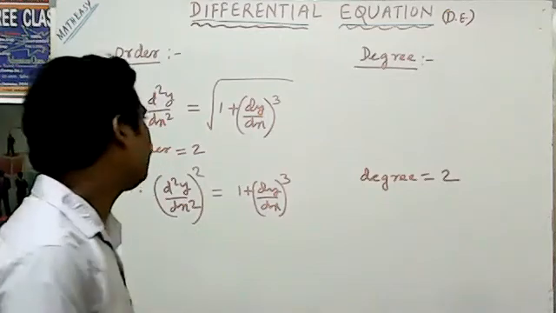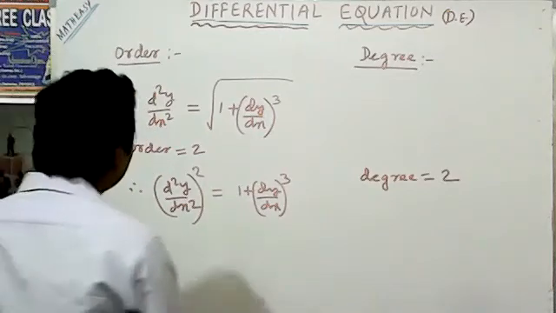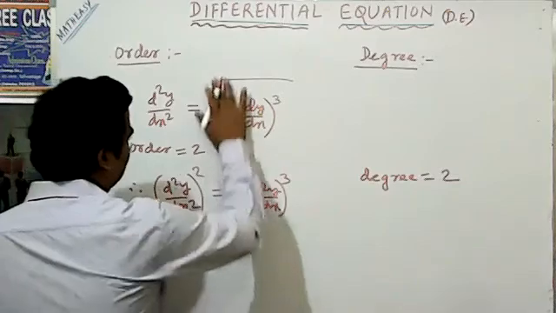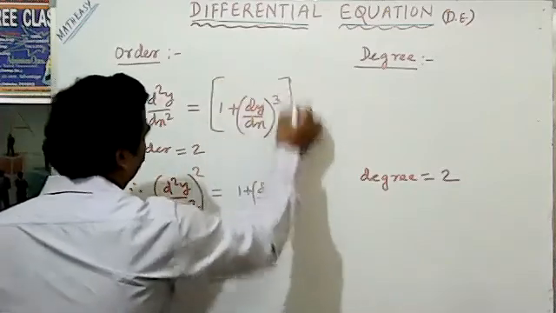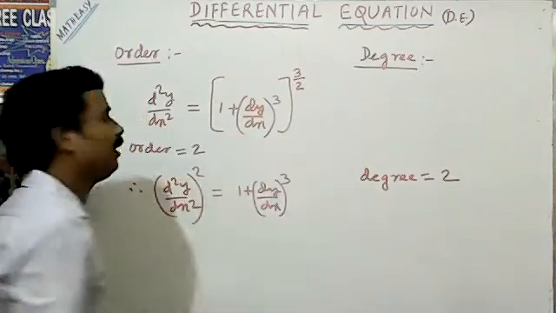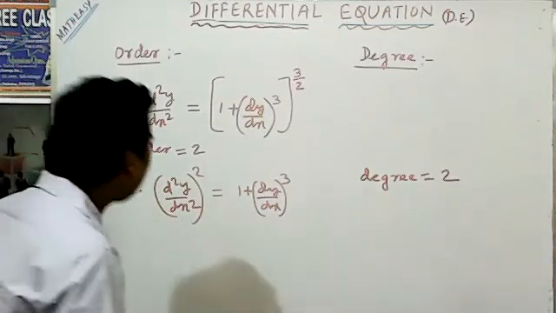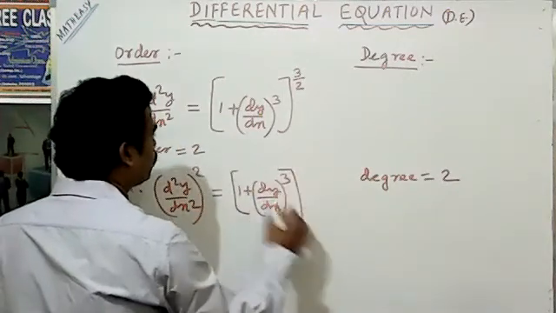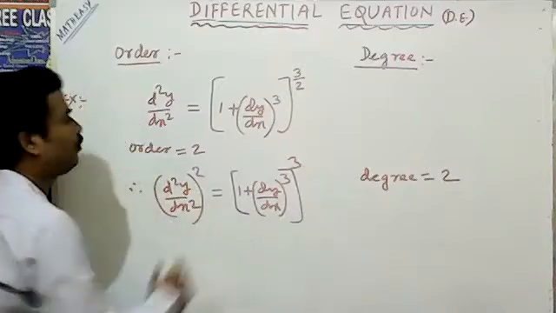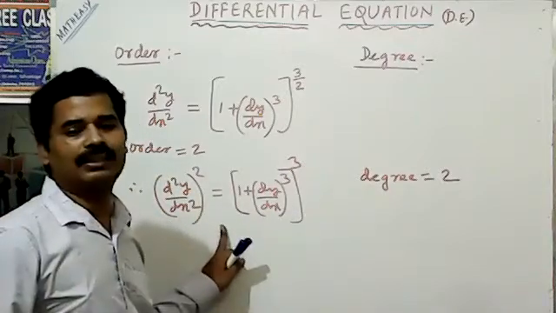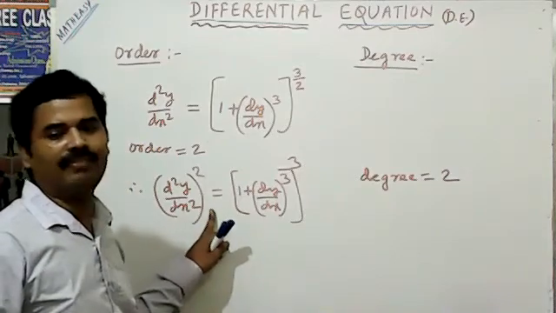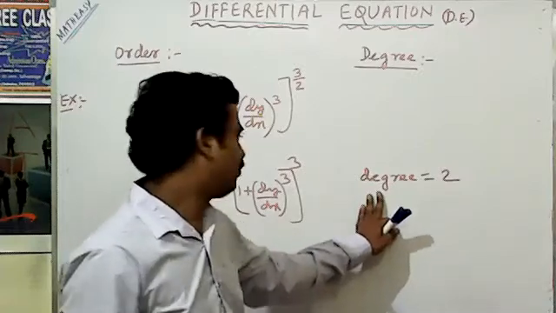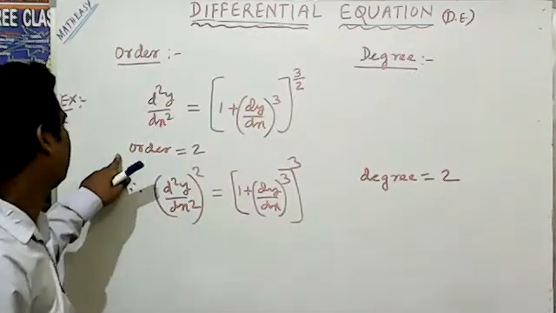So similarly, if there is another question, the format is in this way. How will it be given in a question like this? Suppose 3 by 2 is given. The power 3 by 2 is given. Same concept. So the order is equal to 2. To find the degree, we have to square both sides. After squaring, this differential equation is converted to what? A polynomial differential equation. So the degree of the differential equation is 2, and the order of the differential equation is 2.